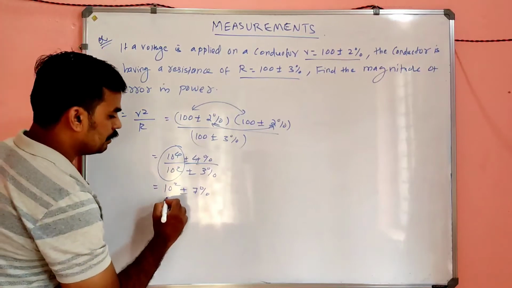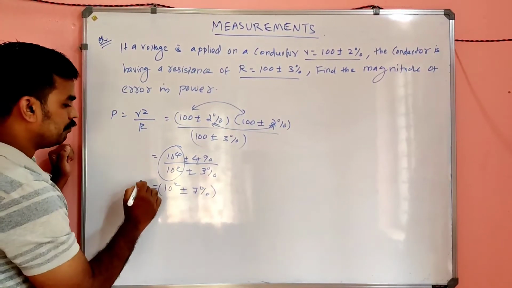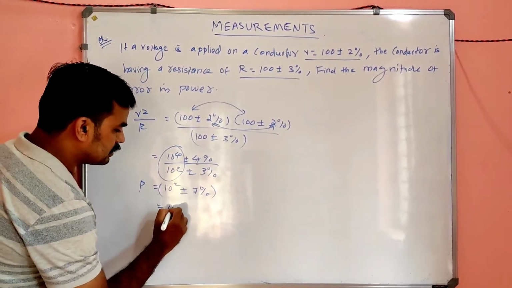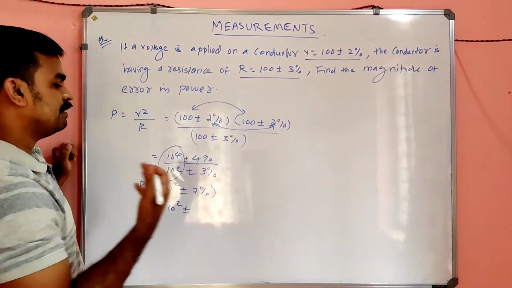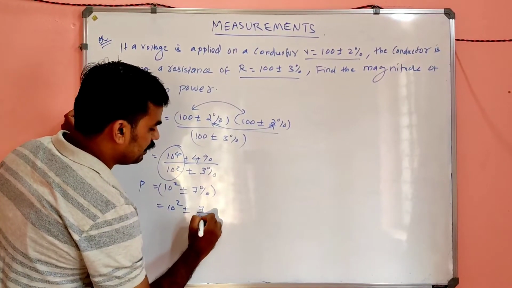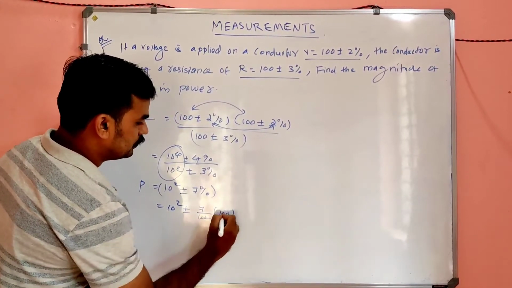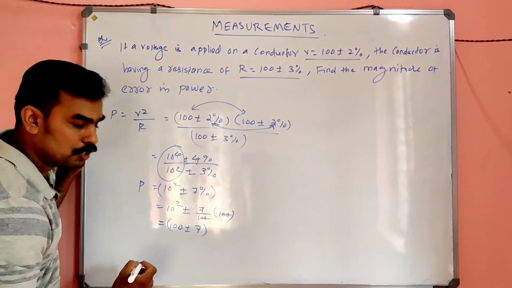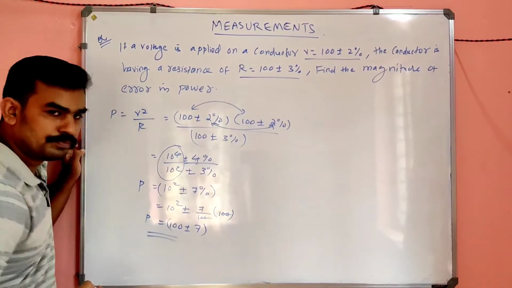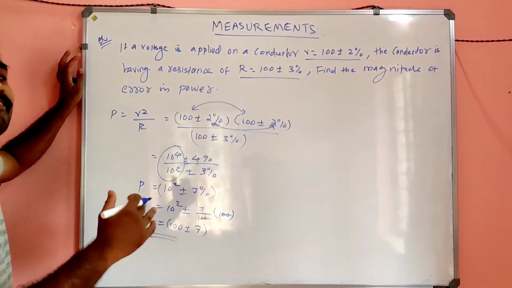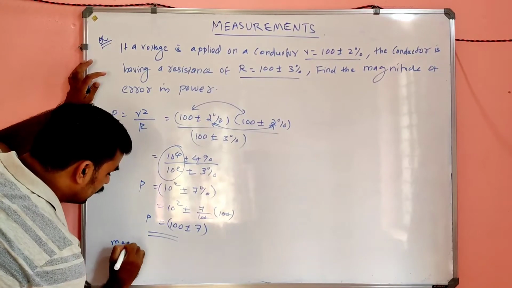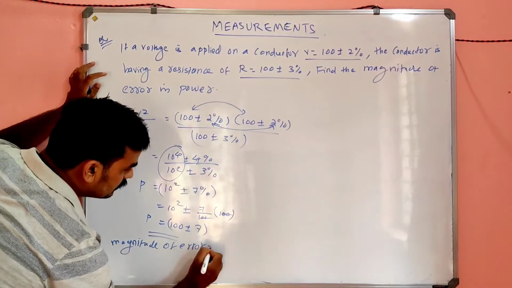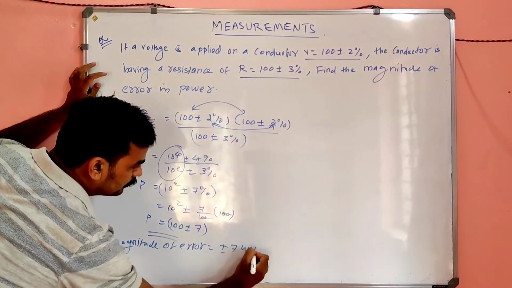Okay, this is the total power, which means the magnitude of error, and this is in percentage. We have to find the magnitude, right? 10 raised to, plus or minus 7% means 7 by 100 of what? 100. So it will be 100 plus or minus 7 as the magnitude of power. That means plus or minus 7 watt may be varying. So the magnitude of error is equal to plus or minus 7 watt.